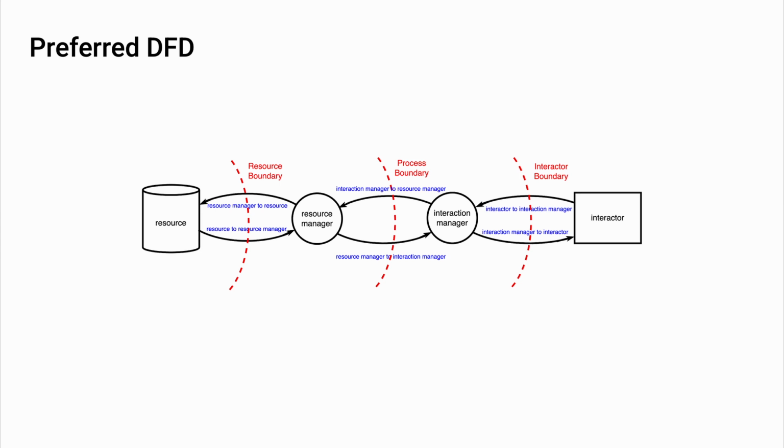This is roughly the same diagram, but we've given names to the processes which make it very clear what each does. We have the Resource Manager and the Interaction Manager. Now, the fact that they're called managers is arbitrary. We've simply given them unambiguous names. Additionally, all the data flows have been uniquely named in the form source to destination, so that when we're talking about an issue, it's very clear which data flow is being referred to.